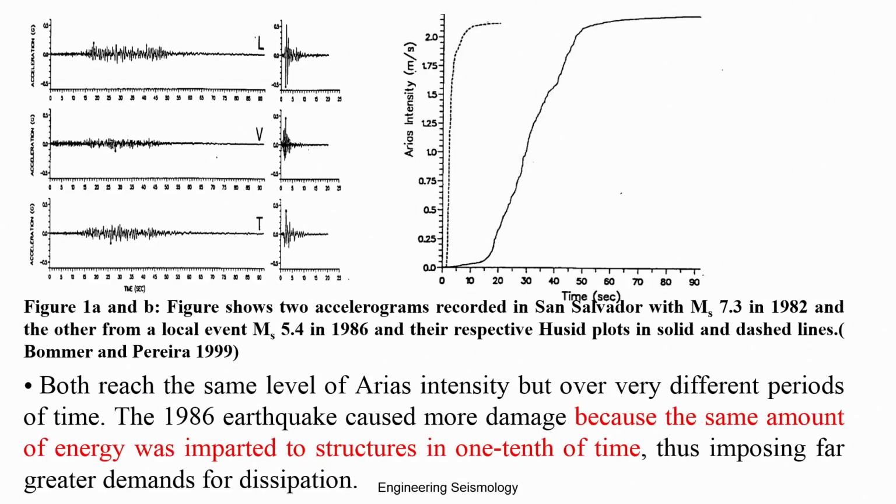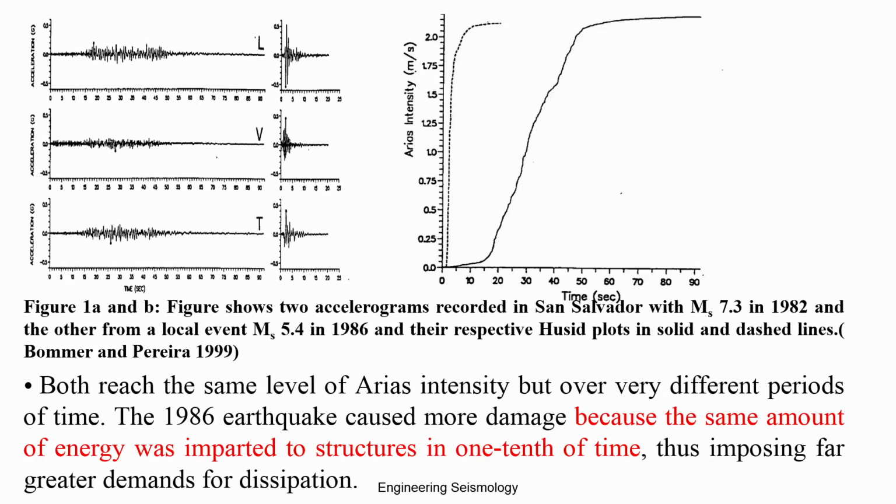So, this is the typical record. You can see that the figure shows two accelerograms recorded in San Salvador, one of magnitude 7.6 and the other a local event of magnitude Ms 4 in 1986, with their respective Arias plots in solid and dashed lines. You can see that both reach the same level of Arias intensity. We will discuss Arias intensity a little later, but you can see that it is over a different period of time. So, the 1986 earthquake caused more damage.